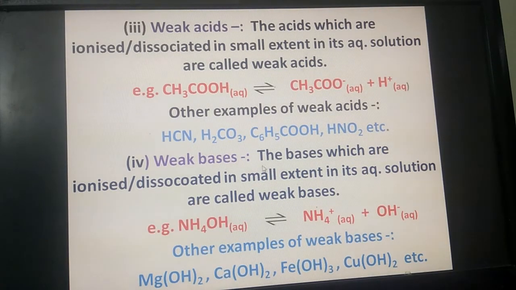Then weak bases. What is meant by a weak base? The bases which are ionized or dissociated to a small extent in their aqueous solution are called weak bases. An example of a weak base is NH4OH, ammonium hydroxide. Ammonium hydroxide is a weak base. It dissociates to a small extent, therefore it is represented by a double arrow. Whenever ammonium hydroxide dissociates, it gives NH4+ plus OH-. Other examples of weak bases are magnesium hydroxide, calcium hydroxide, Al(OH)3 and copper hydroxide, etc.